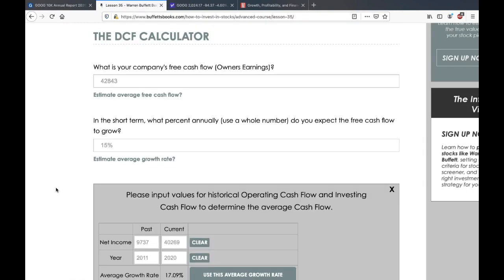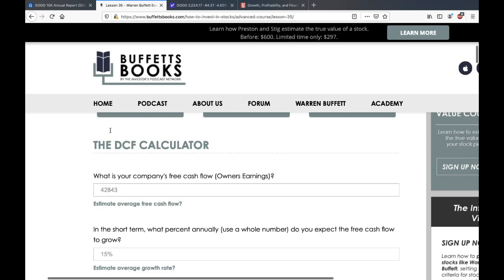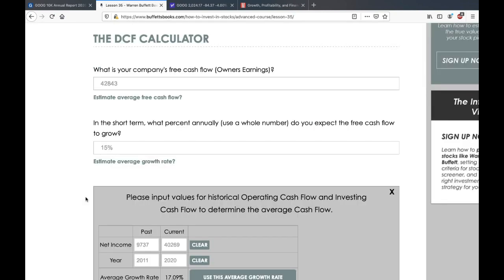All right, let me go to the DCF calculator now. You can find it on this website called Buffett's Books. I have found this website and this calculator very reliable. I've used a whole bunch of different ones and also my own calculator, and I've seen that this one actually works very reliably, so I always use this.